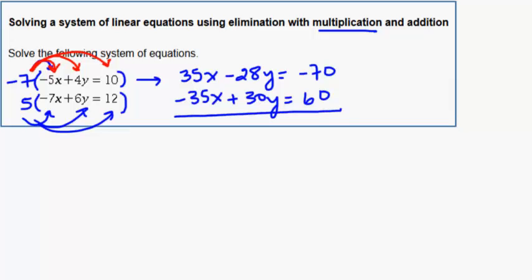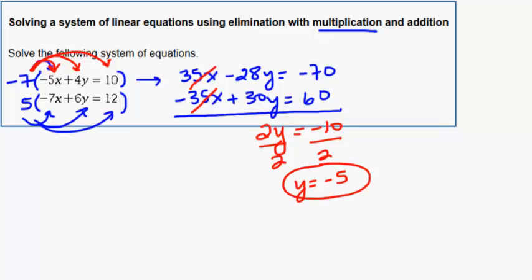Alright, so here, 35x minus 35x, these do cancel out and give me 0. A negative 28y and a positive 30y gives me a 2y. Negative 70 plus 60 is going to give me a negative 10. Divide both sides by 2, and y is negative 5. Now once you've solved for one variable, we're on our way. This gives me negative 5 for y.